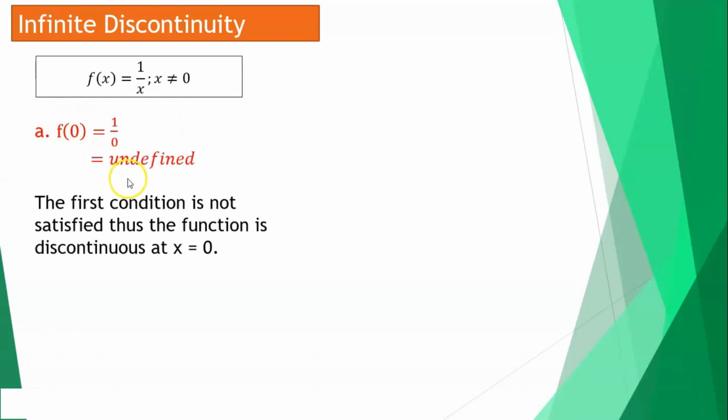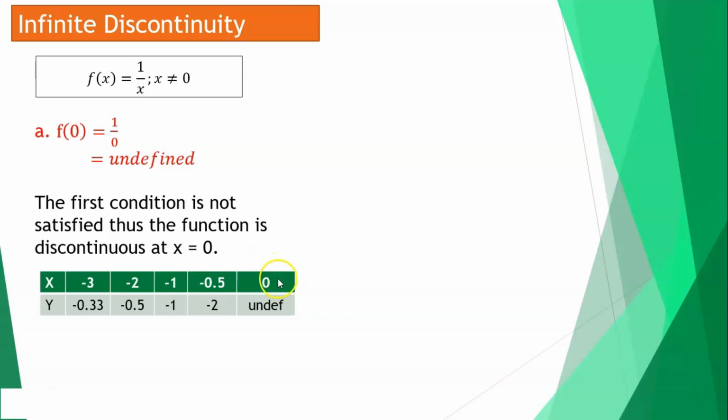Okay, another example, the function 1 over x, as long as x is not equal to 0. So with that, f of 0 is undefined. So the first condition is not satisfied, thus the function is discontinuous at x equals 0. Now finding the limits as our x approaches 0 from the left, so we can have -3, -2, -1, -0.5 until 0. If it's 0, it's undefined.